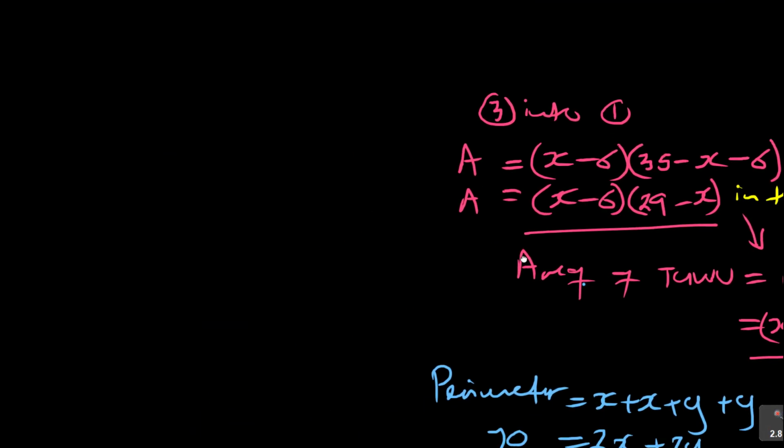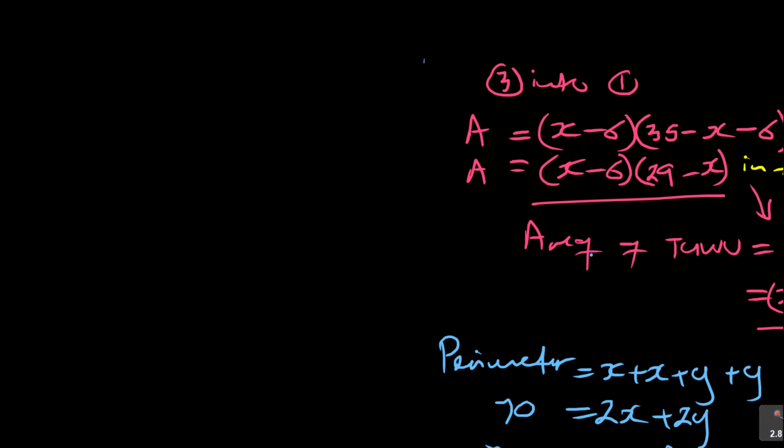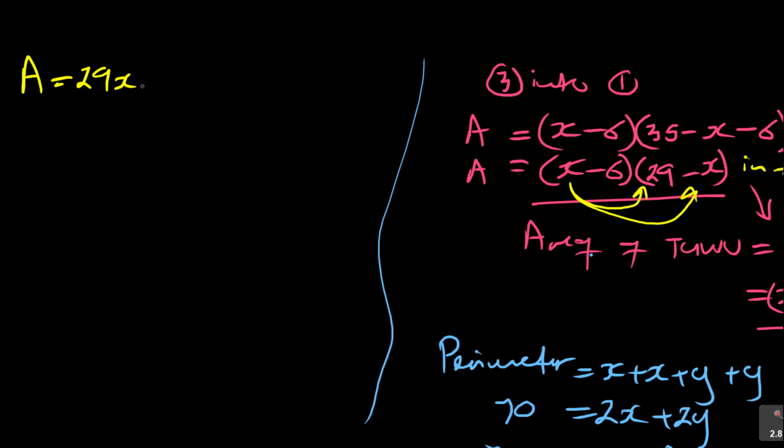Let's first find this. Let's open up this bracket here. Look at this now. We are saying A is equal to, let's open x times this. It's 29x. We are opening, remember FOIL, this bracket. x times that is negative x squared. And then negative 6 times that is negative 6 times 29. We're going to find the answer there. And then negative 6 times that, it's positive 6x. Are you with me?